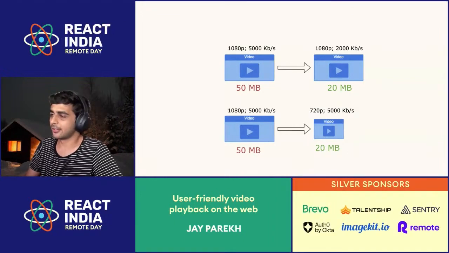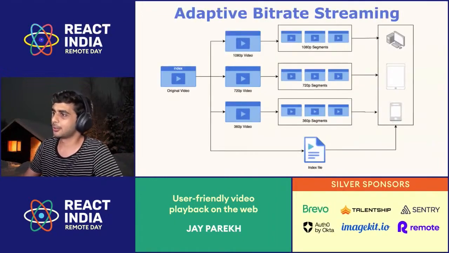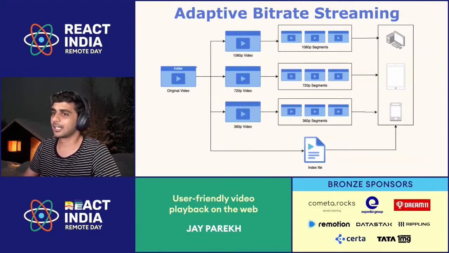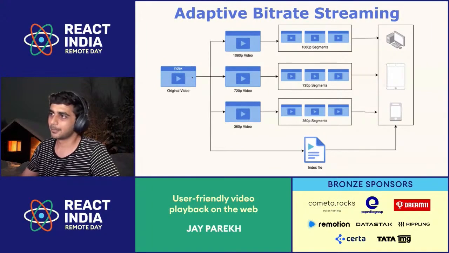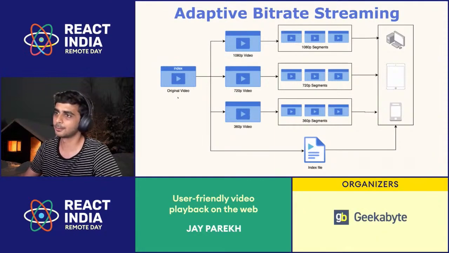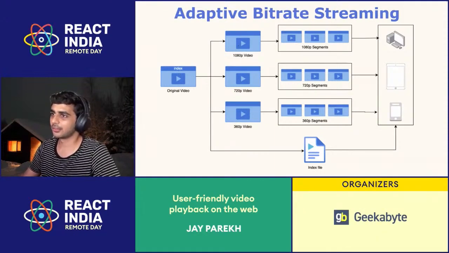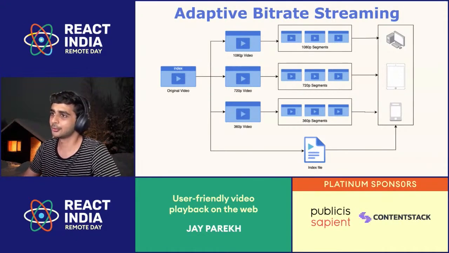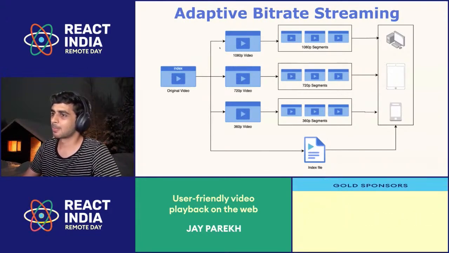So to address this, we have something called adaptive bitrate streaming. It's nothing but a mechanism by which you do certain steps of processing on your original video. So let's say you have a video. The first thing you do is create multiple variations of that video. It could be different resolutions like here, or it could be different bit rates like earlier.